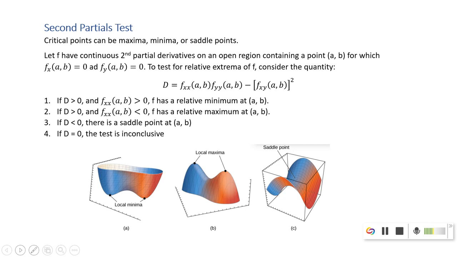And at the bottom of the screen, I do have some images. So minimum, maxima, and then the saddle point is not a max or a min. If you draw a trace in one direction, it looks like a min, but the trace in the other direction makes it look like a max. It ends up being neither a max nor a min.